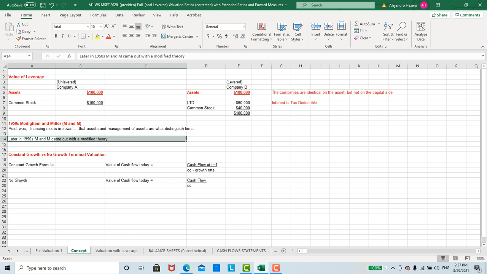So what we'll be dealing with here is the modified version of the M&M theory, it's called, and what we'll be doing is basically valuing debt based on the tax deductibility of the interest. That's what we'll be doing in the next videos.